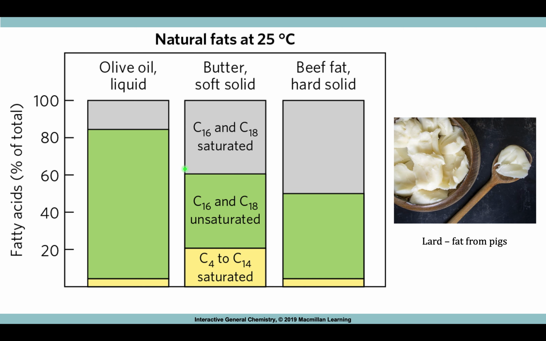Here's another way to depict this. I pulled this graphic as well. Olive oil, again, like 86% is going to be unsaturated. That's what these green ones are. C16 to C18 long, and there's also some C4 to C14, some shorter ones. Just a few of those in olive oil. Butter, though, you've got this really kind of interesting mixture.